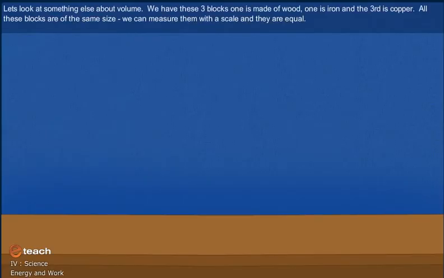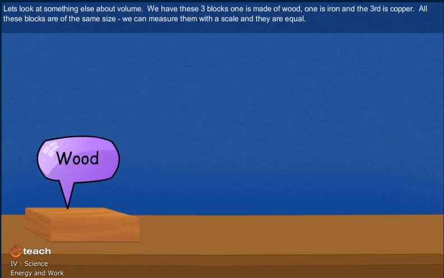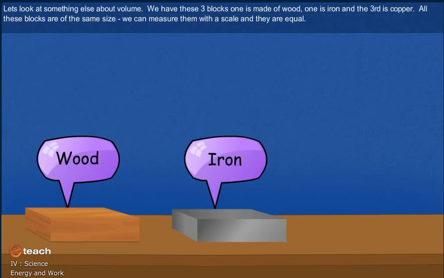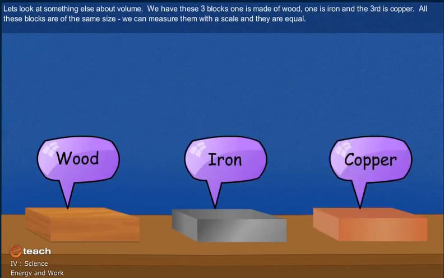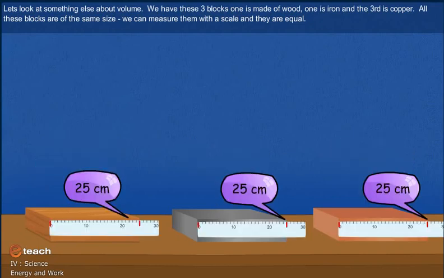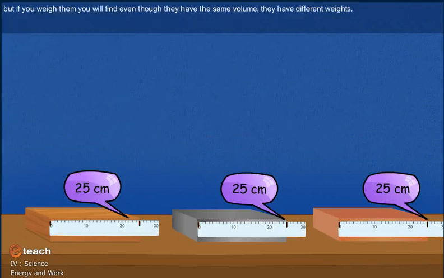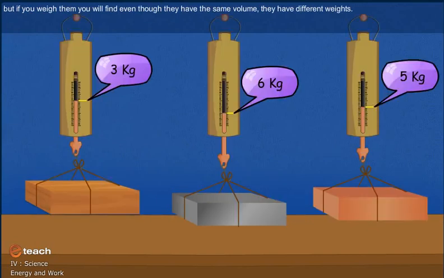Let's look at something else about volume. We have these 3 blocks. One is made of wood, one is iron, and the third is copper. All these blocks are of the same size. We can measure them with a scale and they are equal. But if you weigh them, you will find even though they have the same volume, they have different weights.